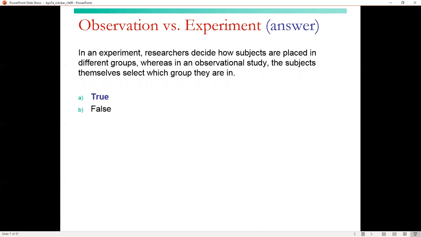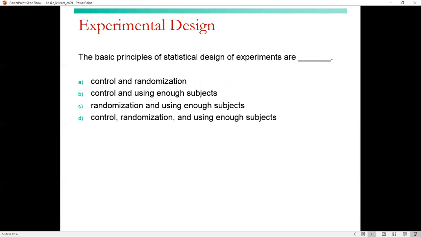True. Just like the last one, the twins that were raised together formed a group. The twins that weren't raised together formed a group. The basic principles of statistical design of experiments are the last one, all three choices: control, randomization, and using enough subjects.